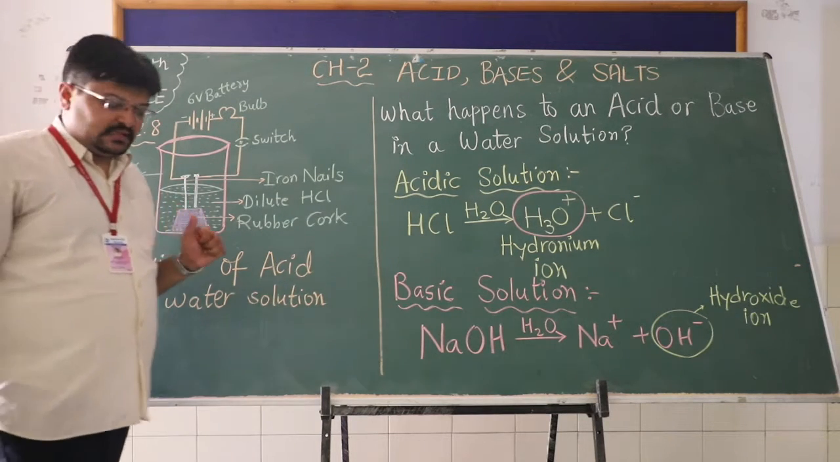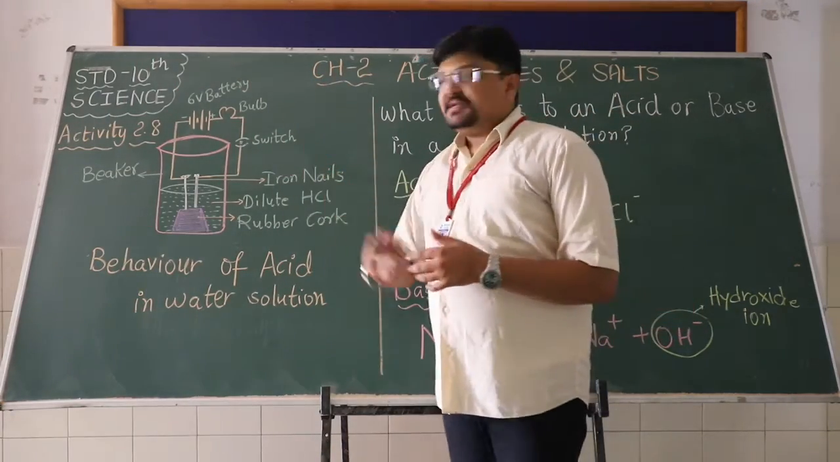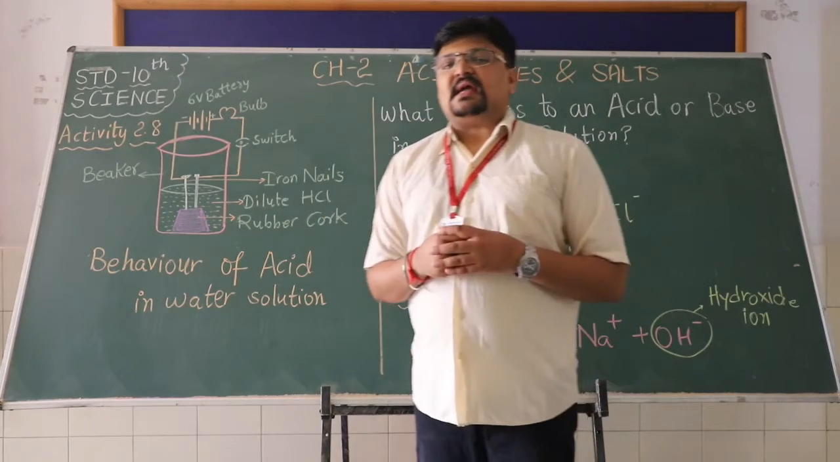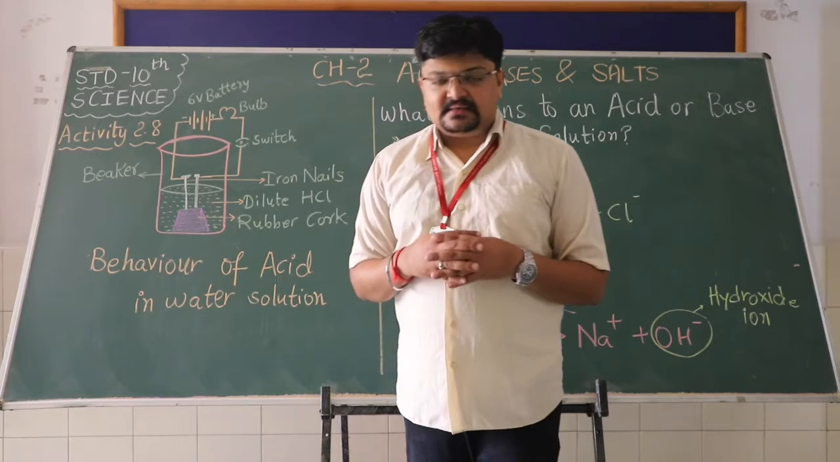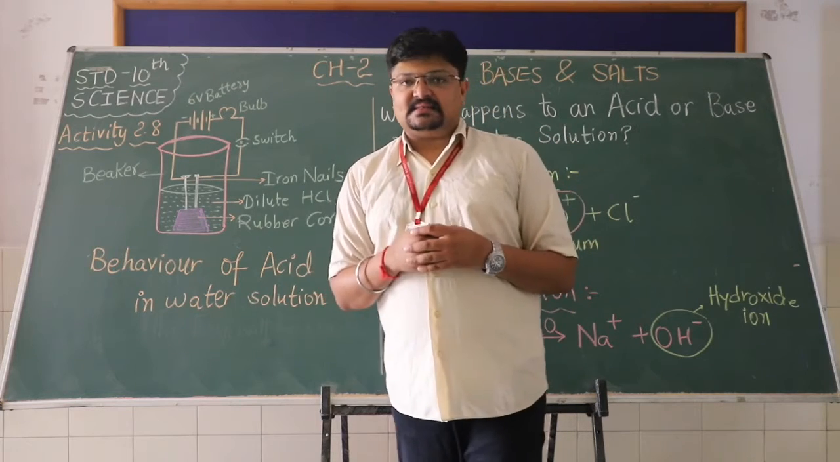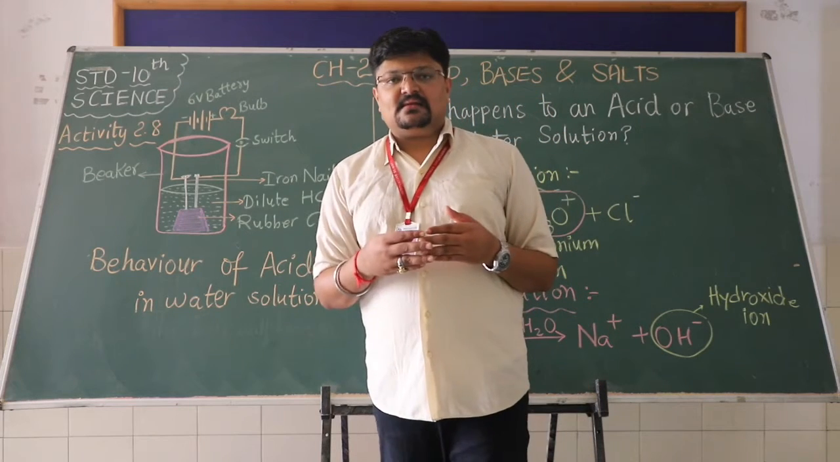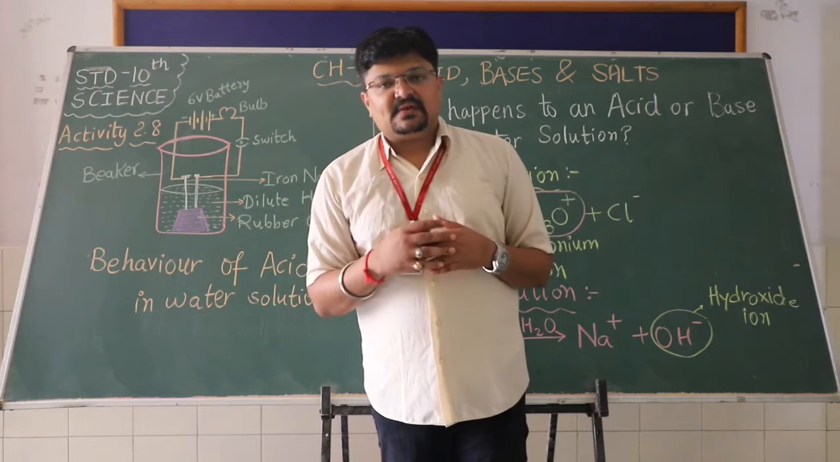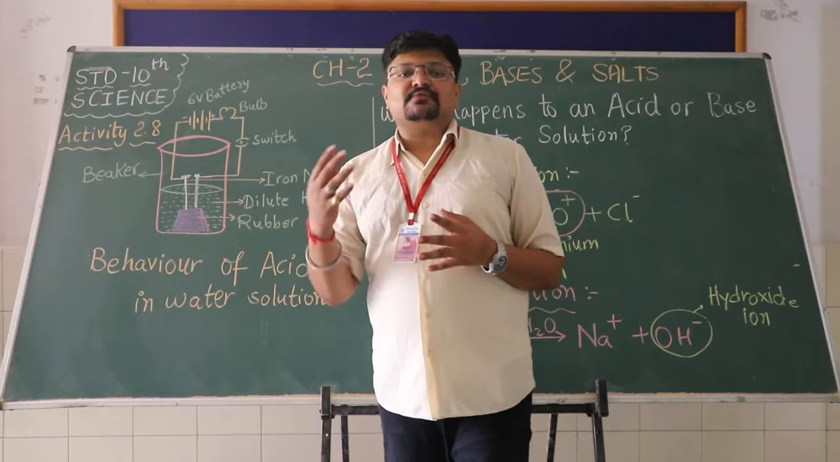Now what happens when we connect the battery and turn on the switch? The bulb starts glowing. Why does it happen? See students, an acidic solution contains H+ ions inside it, due to which it conducts electricity. So you can take different types of solutions. For example, HCl contains H+ and Cl- ions. Then you can take sulfuric acid, H2SO4, which again contains H+ ions and SO4 2- ions.